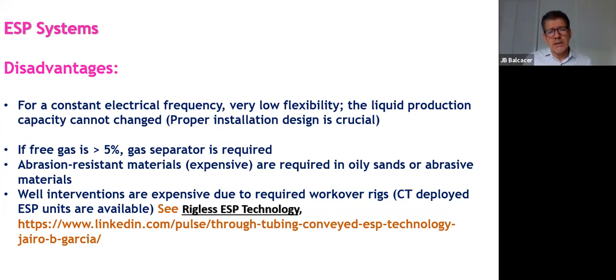In case of gas higher than 5%, it requires a separator. It's one of the issues, or another issue. When there is solids production, or sand, we have to consider sand resistant materials, but the issue is that those materials are really expensive. And also, of course, well interventions are required when we have a failure in one of the components, either the pump, the seal section, or the motor. So we have to pull the ESP system.